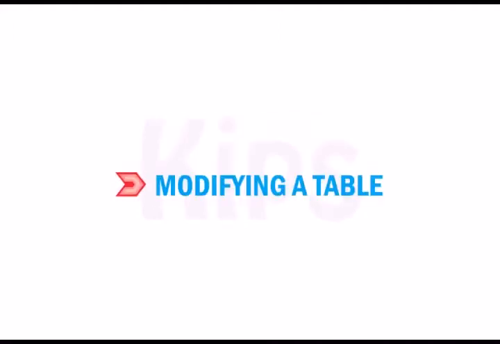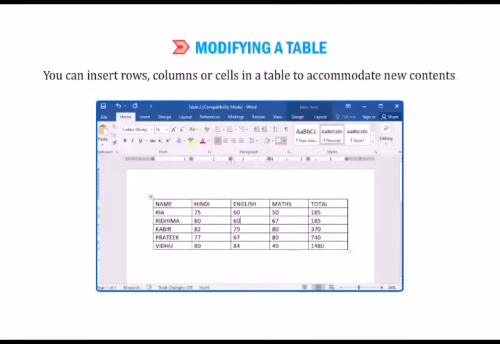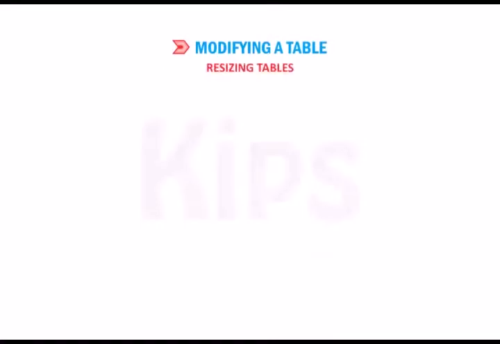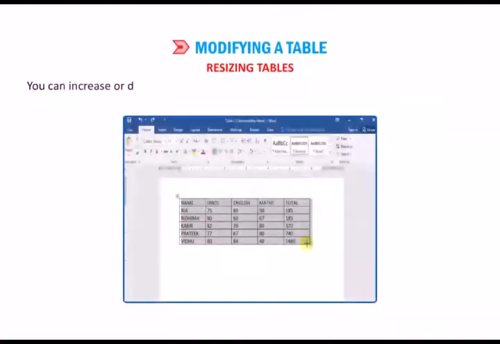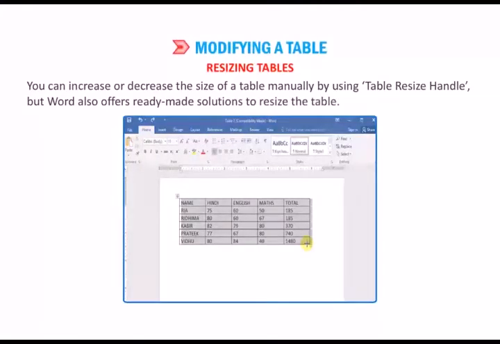Okay, let's modify a table now. After entering data in a table, you can make changes in the data as needed. You can insert rows, columns or cells in a table to accommodate new contents. Similarly, you can delete unwanted rows, columns or cells from a table. Resize tables. You can increase or decrease the size of a table manually by using Table Resize handle, but Word also offers ready-made solutions to resize the table.